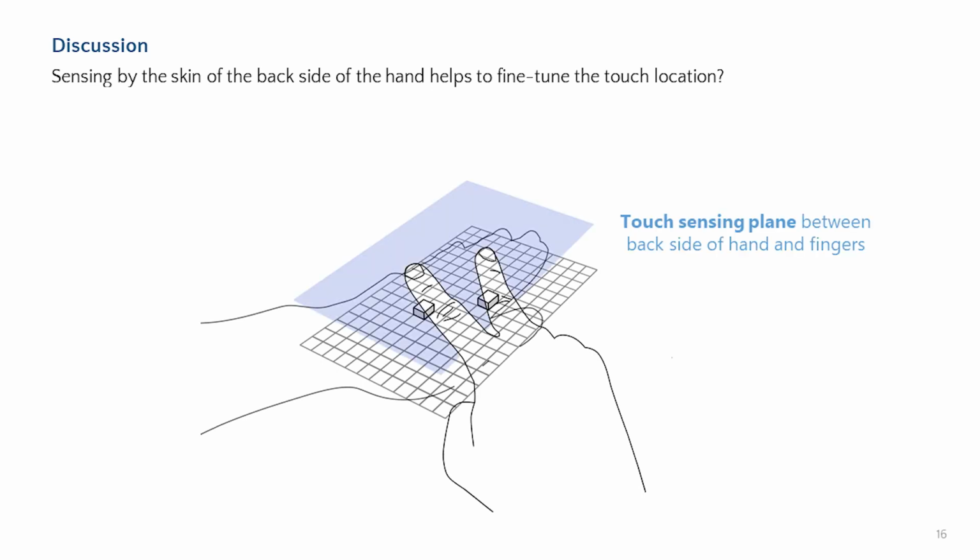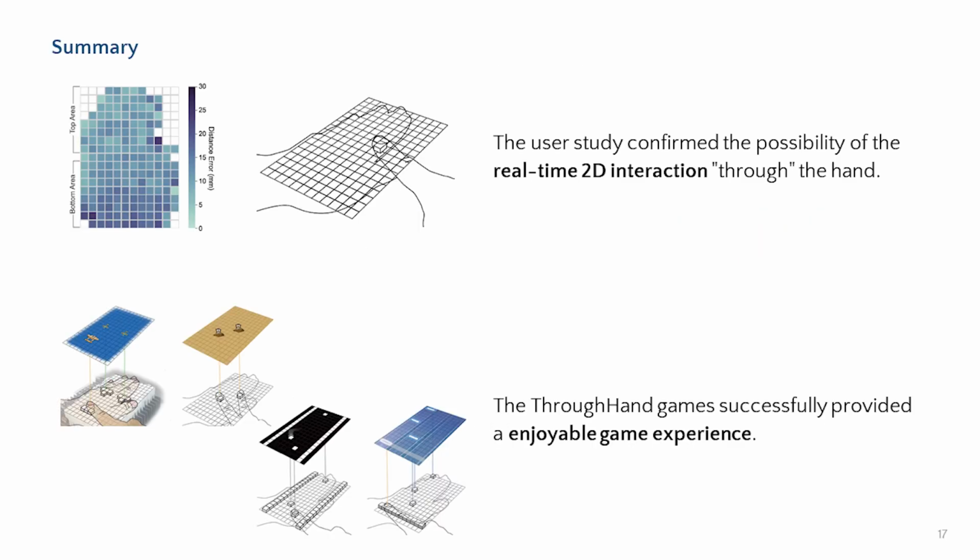If proprioception without the feedback loop has high accuracy, we can use a touch sensing plane placed between the backside of the non-dominant hand and the fingers of the dominant hand. Such touch input alternatives can reduce the size and price of the ThroughHand device to make it more suitable for popularization. In summary, the user study confirmed the possibility of real-time 2D interaction through the hand.